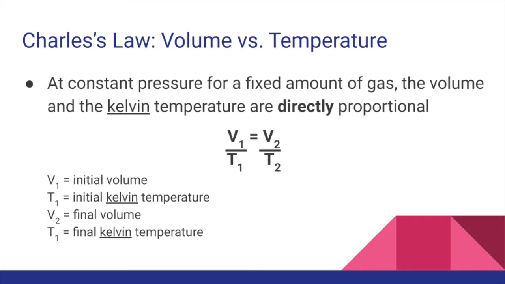To represent Charles' law as an equation, it becomes V1 over T1 equals V2 over T2, where V1 and T1 are the initial volume and Kelvin temperature, and V2 and T2 are the final volume and Kelvin temperature. Remember, these temperatures must always be in Kelvin. The volume units could be any volume units, but they must be the same on both sides of the equation.